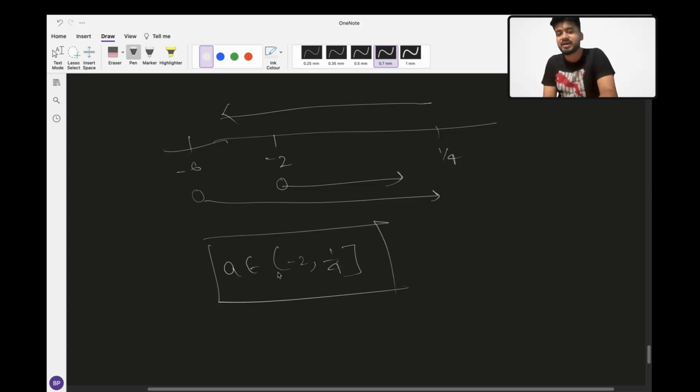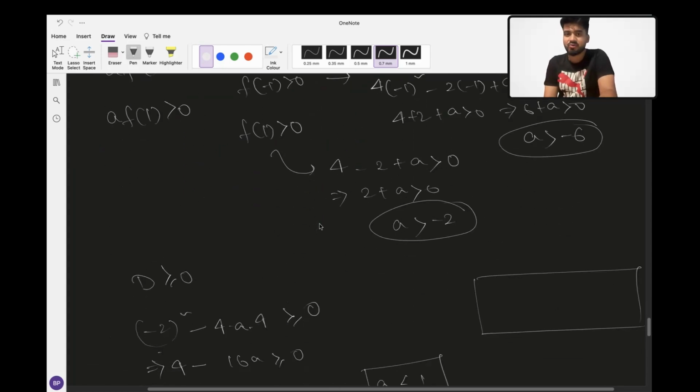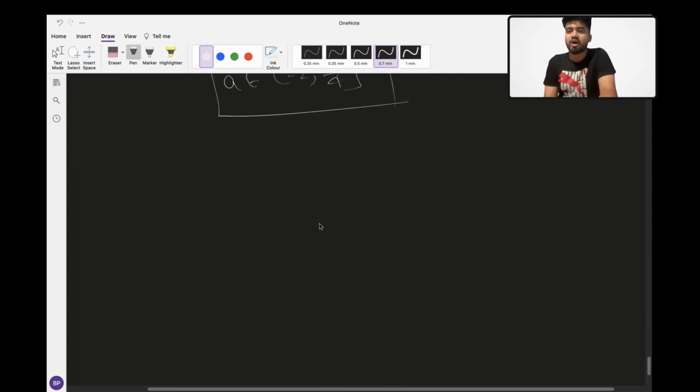That if a lies between minus 2 and 1 by 4, then the quadratic polynomial will have two roots between minus 1 and 1. So I hope you all have understood this concept of location of roots.